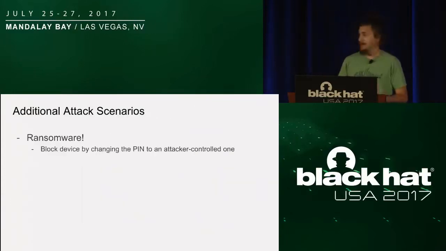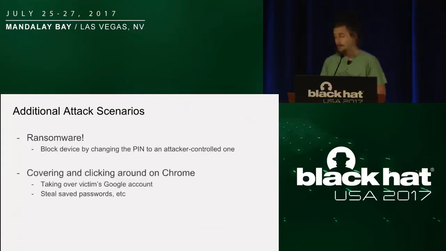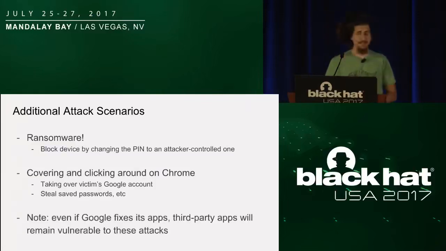Other attacks, you can do some ransomware where instead of encrypting all the files, what you can do is change the PIN to something that is attacker controlled, and then basically the user is locked out from his phone. Another way is that you can cover the Chrome application, and then you can basically take over a Google account by stealing passwords and so forth. You can still save passwords and things like this. And the other problem is that even if Google fixes its own applications, there are a number of apps out there that will remain vulnerable unless they start to try to defend themselves.